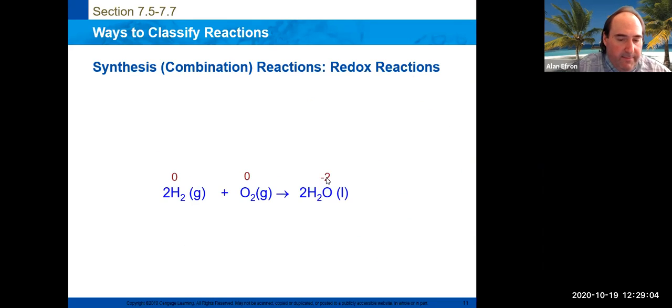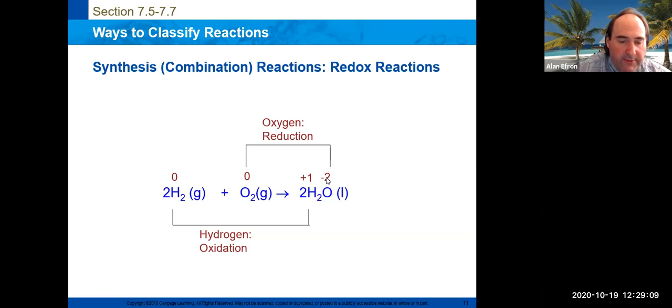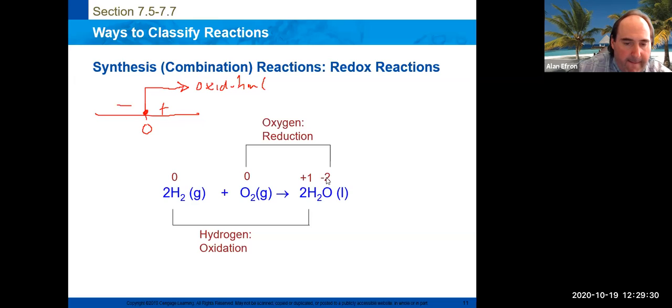Here is our water example. Again, if we go through our oxidation numbers here, our hydrogen in its natural state is 0 on the left-hand side. Oxygen is 0 on the left-hand side. When they combine, hydrogen is +1, oxygen is -2. So again, hydrogen starting at 0 and ending at +1, so it's going through oxidation. Oxygen starting at 0, ending at -2, going through reduction here, or O2.